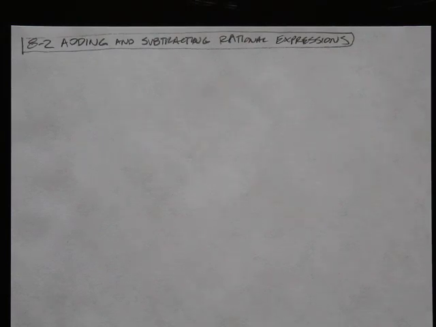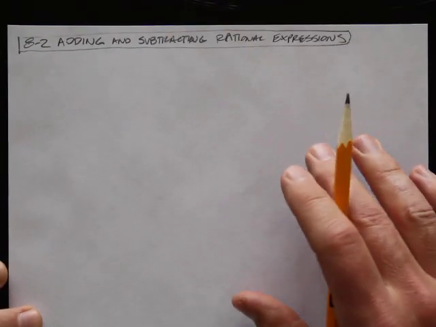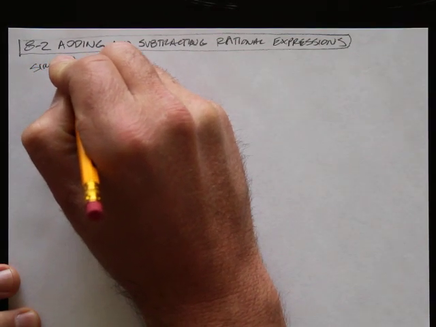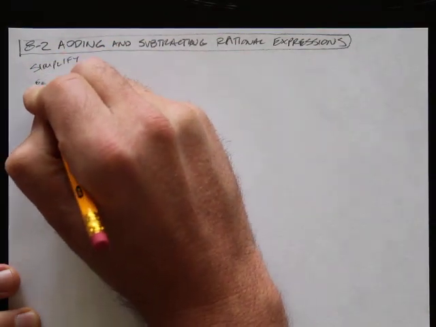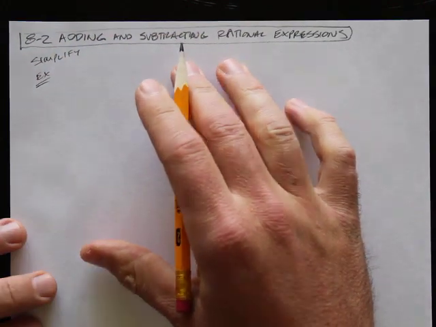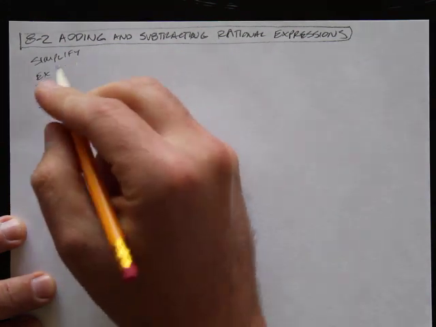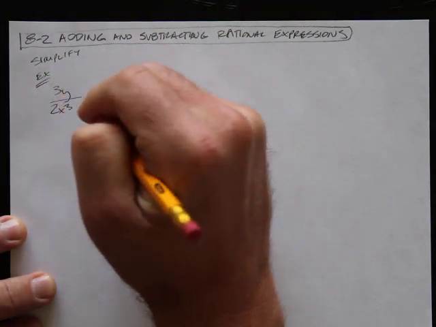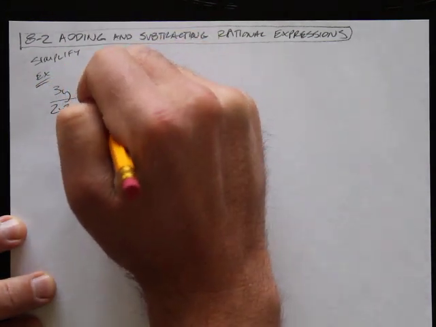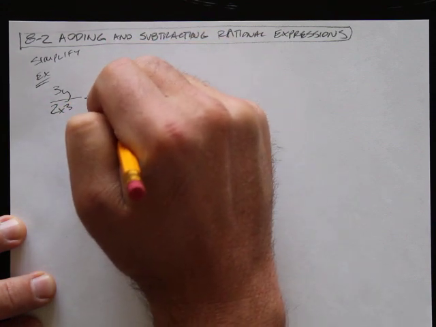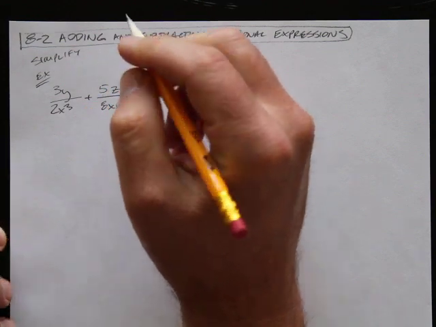Alright, here we are, Algebra 2, 8-2, adding and subtracting rational expressions. So we're going to simplify. This is what we're doing here. We're simplifying stuff. Here's our first example. We've got 3y over 2x cubed plus 5z over 8xy squared.